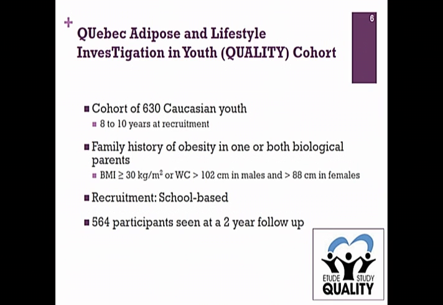This study was conducted within the Quebec Adipose and Lifestyle Investigation in Youth cohort. The QUALITY cohort includes 630 Caucasian youth. They were aged 8 to 10 years at baseline. They had a family history of obesity, so at least one of their biological parents was obese at baseline. These kids were recruited through schools located in the major metropolitan areas of the province of Quebec. And 2 years after the baseline assessment, 564 participants were seen again for a follow-up. So these are the participants included in the analysis that I'm presenting today.